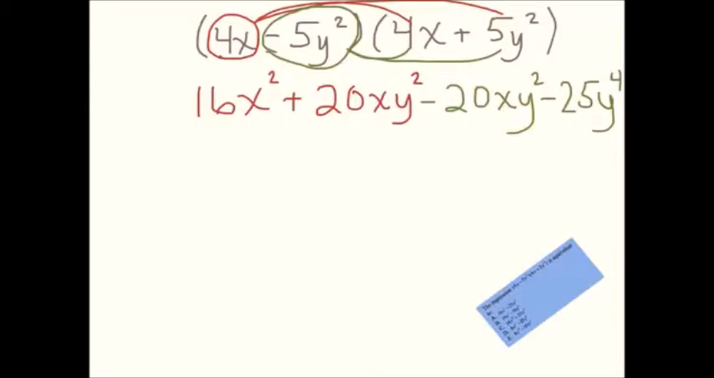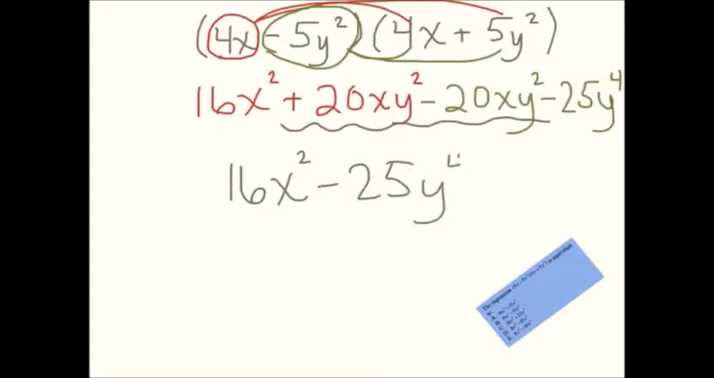What you'll notice here is that these middle two terms, the O and the I term, if you were FOILing, those cancel out. The positive 20xy squared and the negative 20xy squared cancel to 0, so we're just left with 16x squared minus 25y to the fourth.